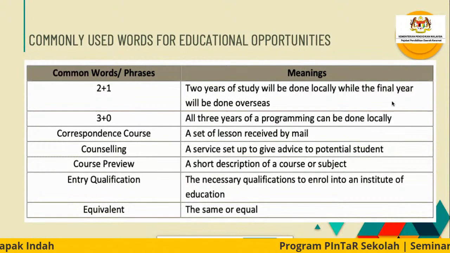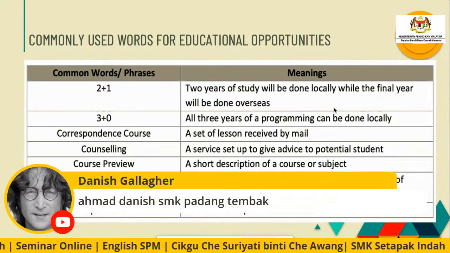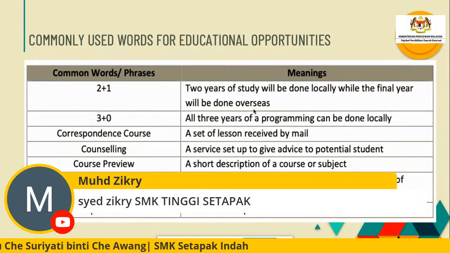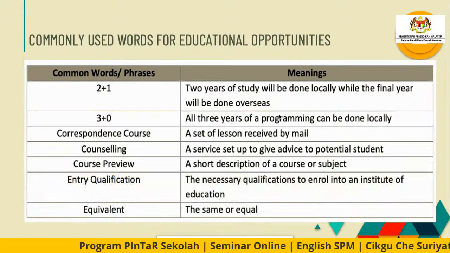Ataupun mungkin vice versa. Okay, maybe the poster is talking, the advertisement is talking about 2 years of study will be done overseas while the final year will be done locally. So it can be vice versa. So you have to read the advertisement carefully. Okay, next one can be the same idea, 3 plus 0. Okay, all 3 years of programming can be done locally or overseas.